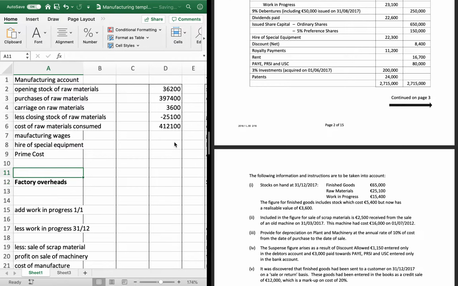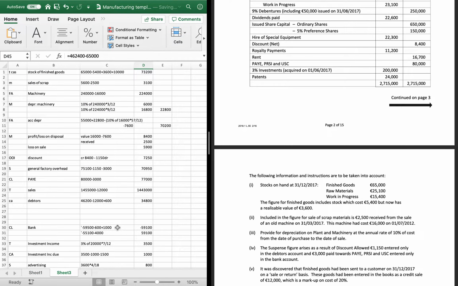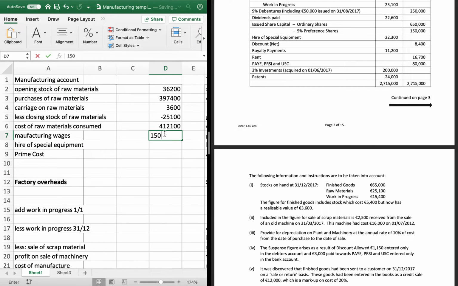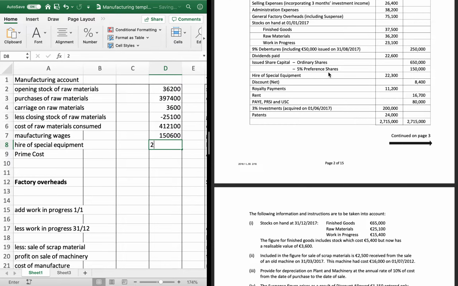So then we've got our manufacturing wages or direct factory wages, which were changed. Factory wages, 150,600. Okay, so we'll stick them in. That's a prime cost, so we'll add that on. There was no hire of special equipment in this case. Maybe there was. There is, of course, 22,300. But there was an extra one, if you remember, that I said was a prime cost, which was our royalty payments. So a royalty payment is prime cost.